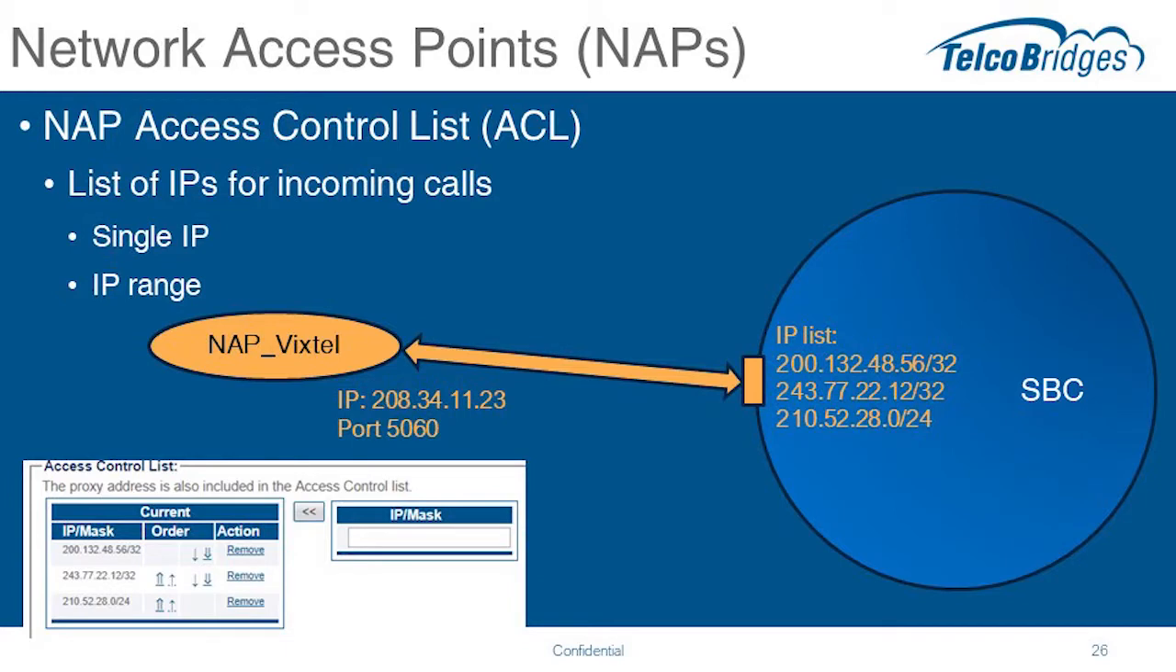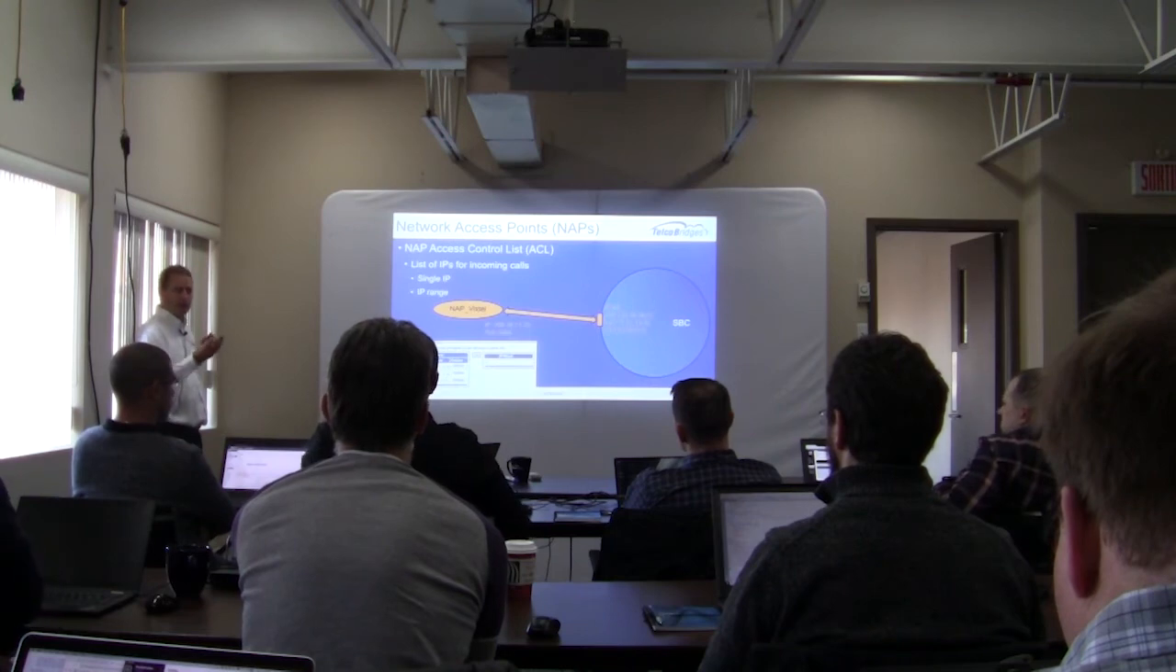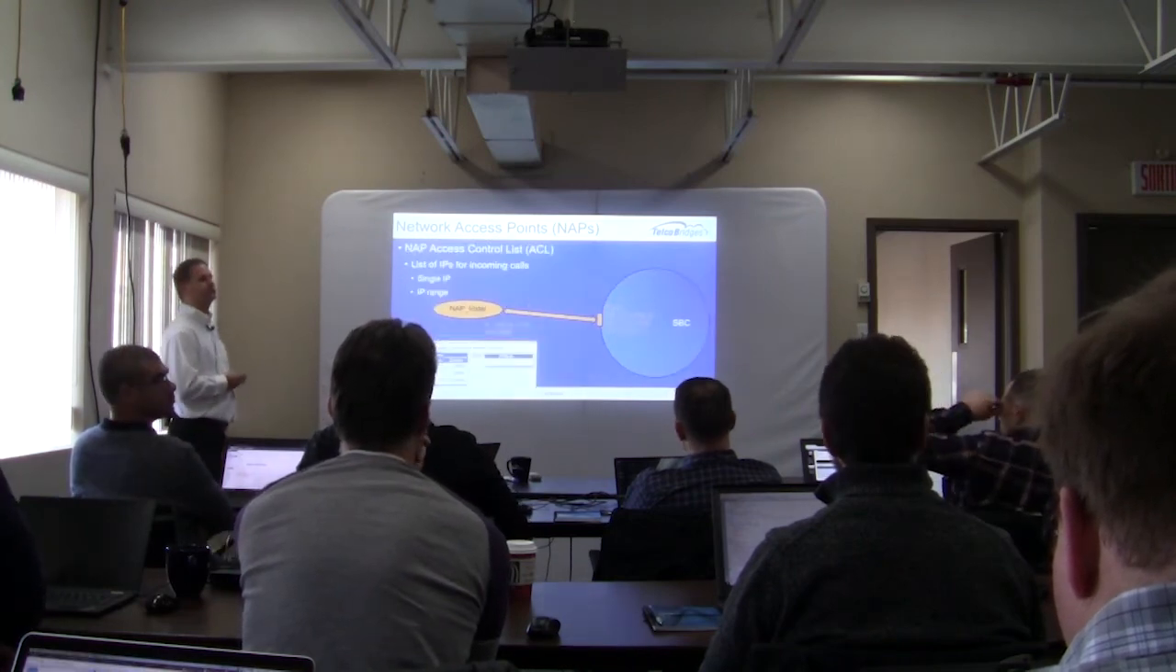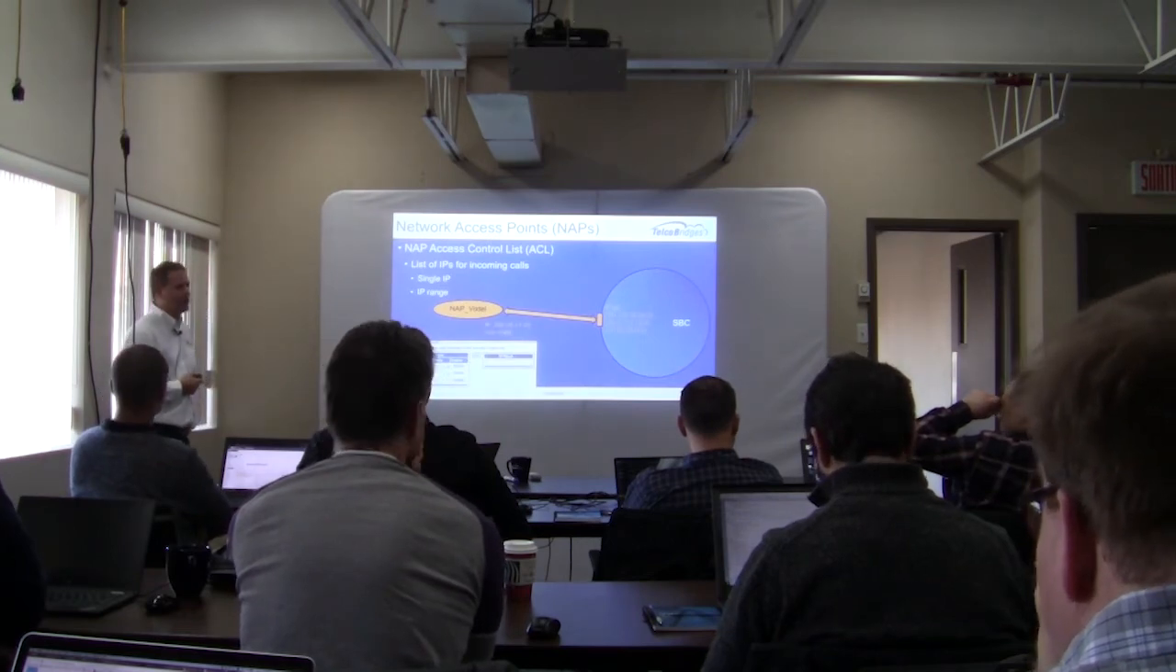Okay. If you want to route to different IPs here, you need to create multiple NAPs, and then in the call routes, maybe do load sharing amongst those NAPs. So I can only have one IP address per NAP? Only one IP address. Okay.